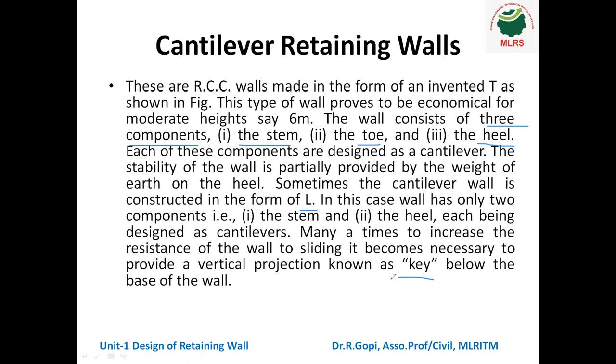To resist that sliding, we have to provide a shear key below the base of the wall. This we will discuss in the problem. So in the cantilever type of retaining wall, we must know three things. One is the three components: stem, toe, heel, and sometimes it is constructed using L type. And to resist sliding, we must provide a shear key.